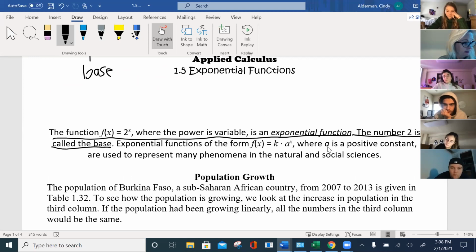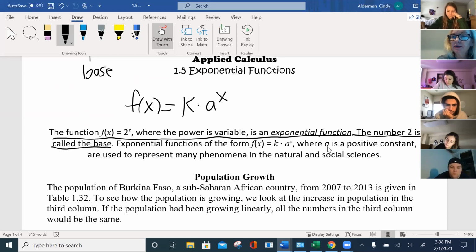a positive constant. So let's write that a little bit bigger too. So we've got f of x is equal to k times a to the x power. So the a value is a positive constant. What does it mean when it says it's a positive constant? What does that mean, constant? It means it's a number, okay? Positive constant. So it's a number.